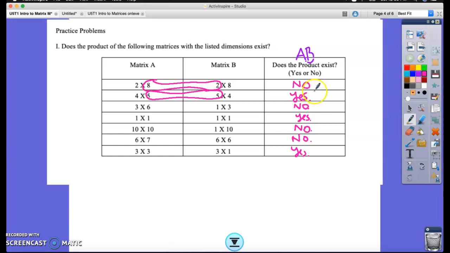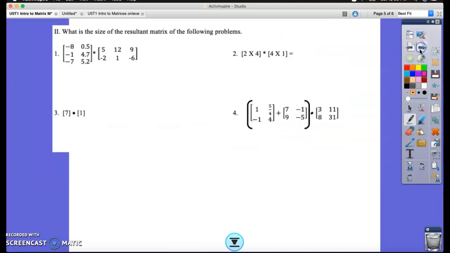So here, this guy here, 4 by 4 would be the size of it. Here it would be 1 by 1, and here it would be 3 by 1. And if you didn't catch that, don't worry, we're going to do some right here. Okay, the next set of questions I have is, what is the size of the resultant matrix of the following problems? This matrix right here is a 3 by 2.